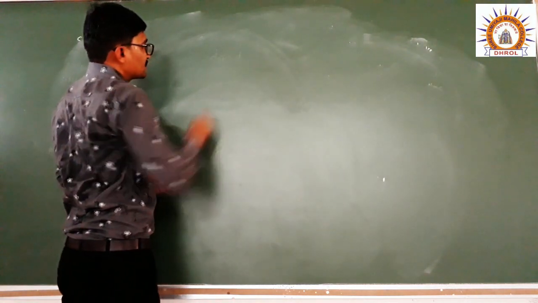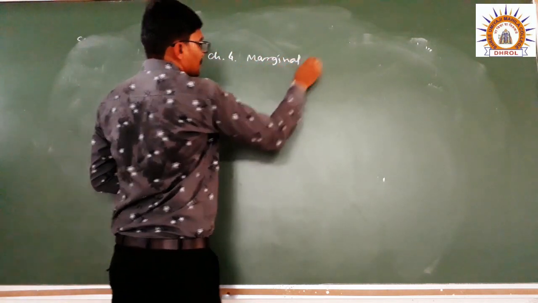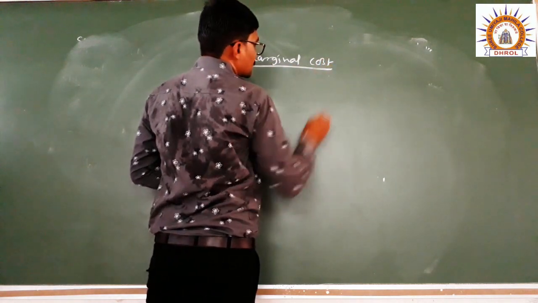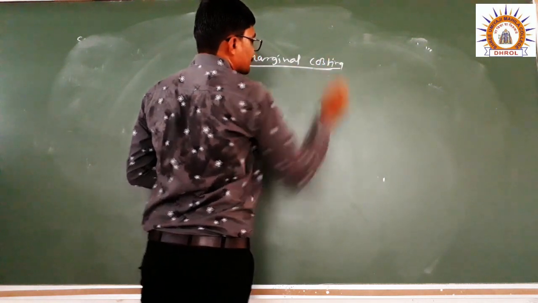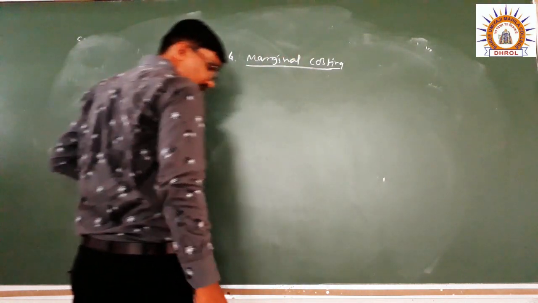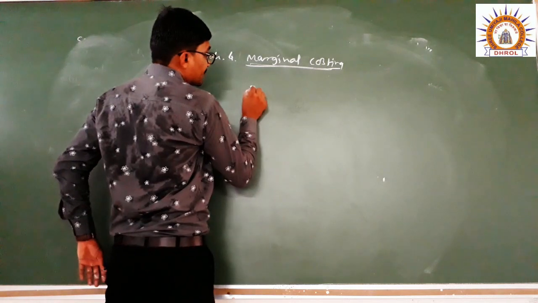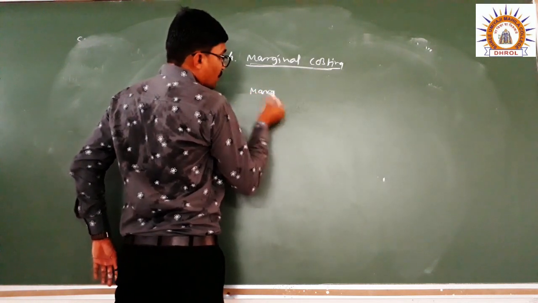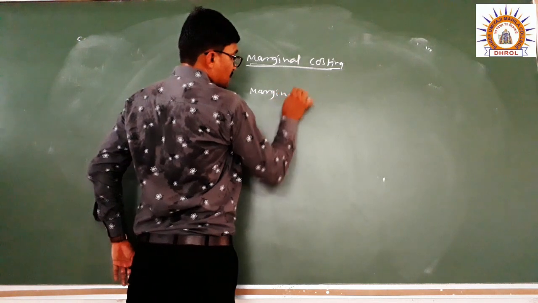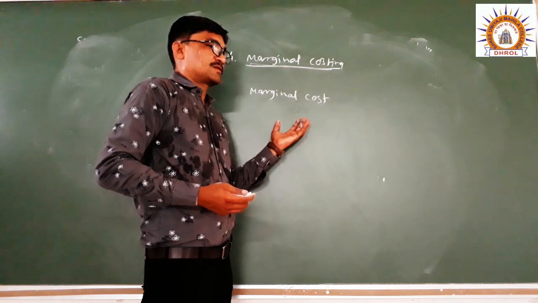The last chapter, number 4, marginal costing. As per your syllabus, the last chapter is marginal cost. Before the terminology marginal cost, you should know what marginal cost is. In the same way, we learned what standard cost is.